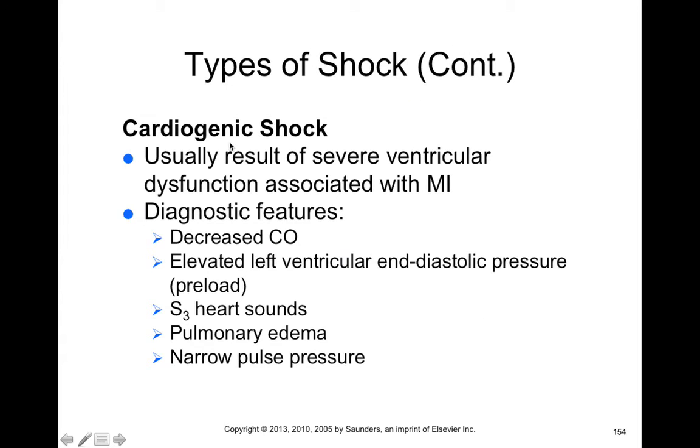Now, the first type of shock we're going to talk about is cardiogenic shock. Now, cardiogenic shock can usually result from severe ventricular dysfunction that's associated with myocardial infarct or sudden cardiac death of a particular area of the heart. And some diagnostic features of cardiogenic shock will be, for one, decreased cardiac output because the ventricles are failing to adequately pump blood out of the heart, and elevated left ventricular end diastolic pressure, or preload.